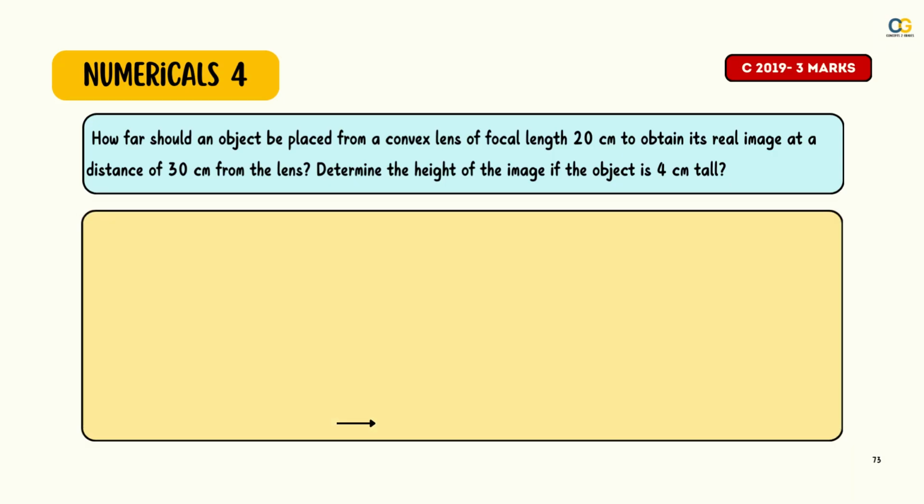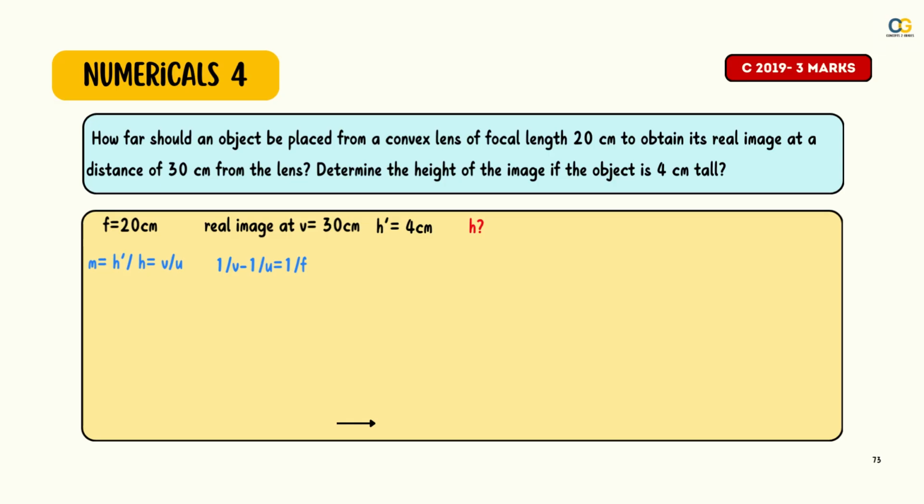So what do we know here? We know that the focal length of the lens is 20 centimeters and it's a convex lens, so it's a positive focal length. It's a real image, so the image will be behind the lens, so v equals positive 30 centimeters. The image height is 4 centimeters and we need to find the height of the object. The magnification is given by v by u, and since we are not aware of u, we need to find it using the lens formula, which is 1 by v minus 1 by u equal to 1 by f.